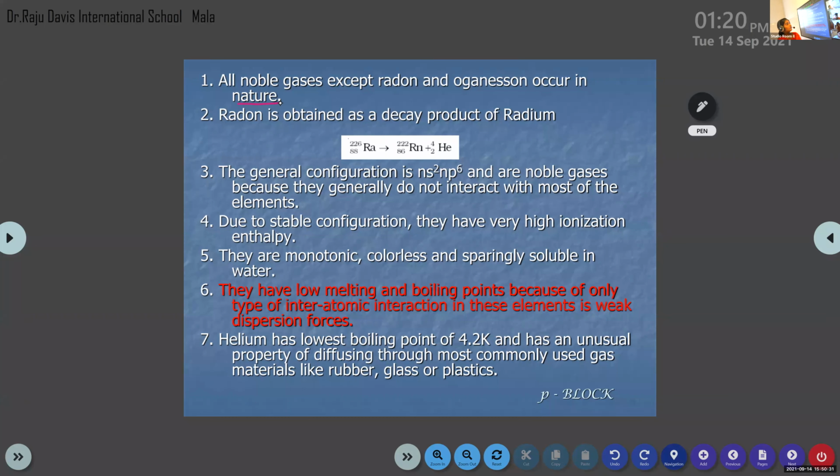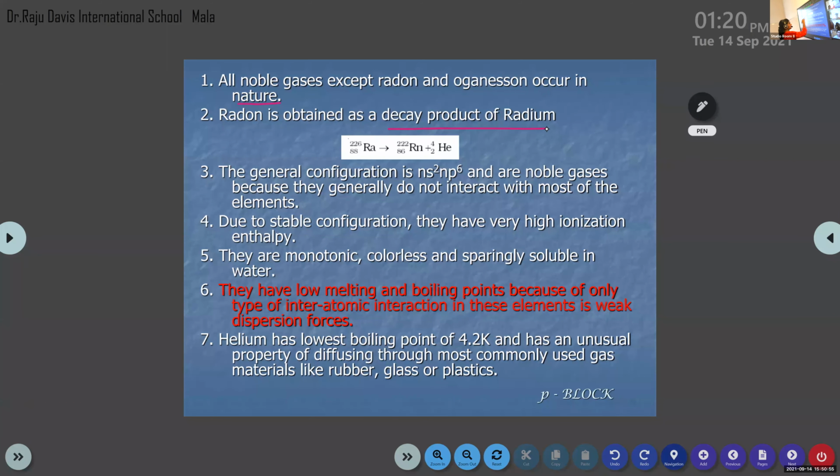And in the case of helium, the main source of helium is natural gas itself. Then xenon and radon are the rarest elements of the group. They are found very rarely in nature. And radon is obtained as a decay product of radium.